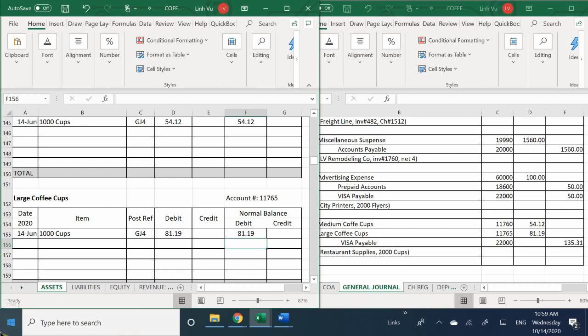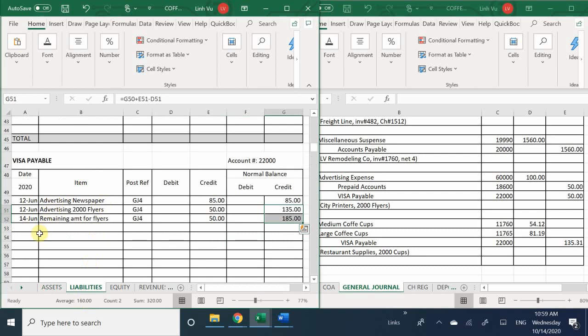And then lastly, because I used my Visa payable, I used my credit card to swipe this, it should be on page 18. So here I'm going to indicate on this day that I bought a total of 2,000 coffee cups. General journal number 4. And because I'm increasing the amount that I owe, I'm increasing it by a total of $135.31. And that should bring my running balance from $185 all the way up to $320.31. So that is that there.